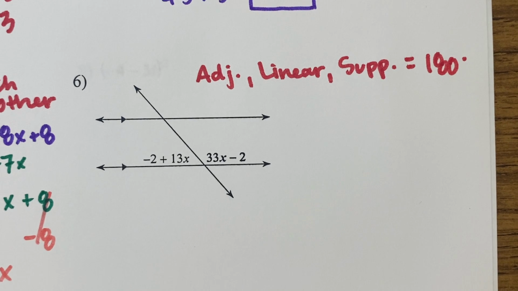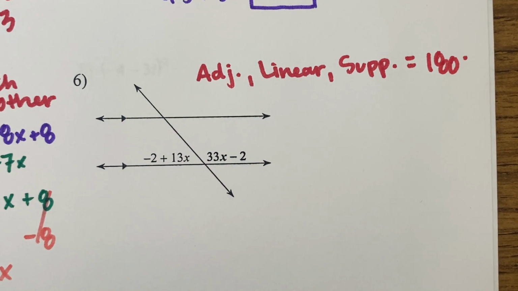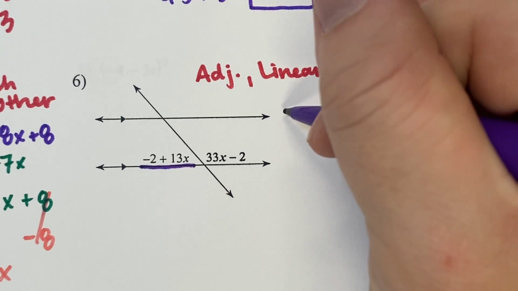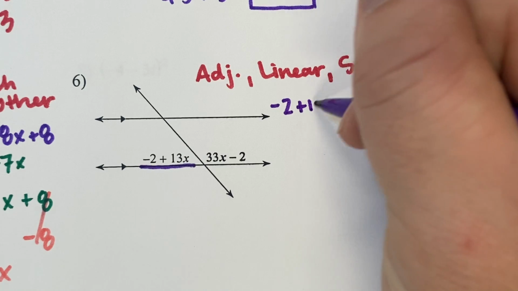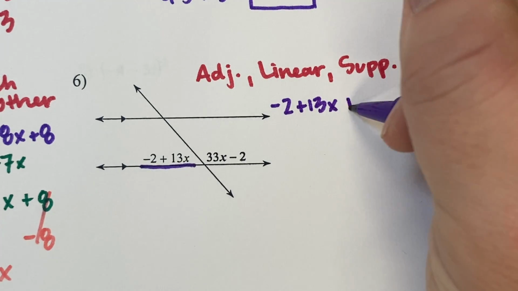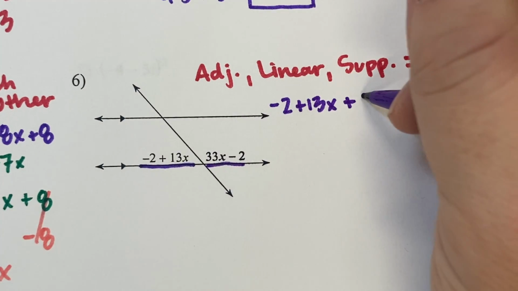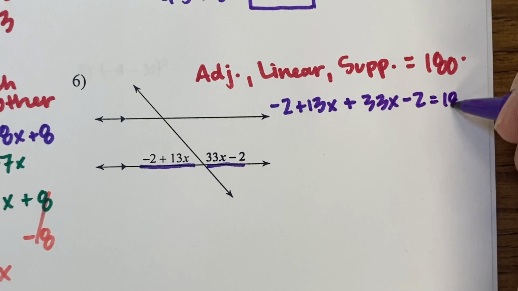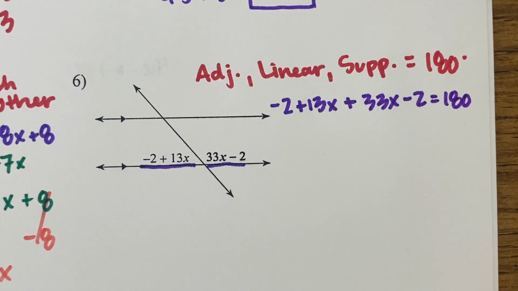Okay, well, these guys all mean they add to 180. They do not equal each other. They add together to give me 180. Okay, so that's how we have to set this equation up. We got to take one of them, negative 2 plus 13x, plus the other one, 33x minus 2, and it all equals 180.